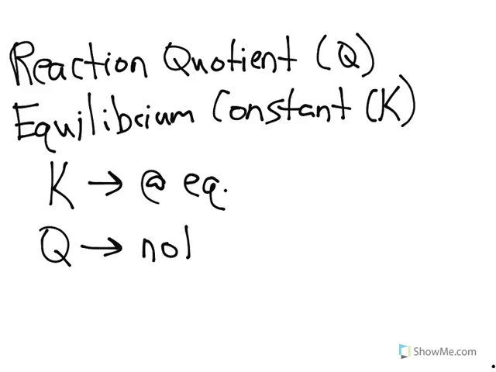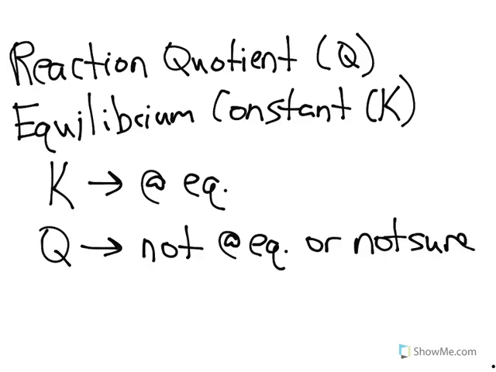So we'll use Q when we're not at equilibrium or not sure. And again, these are both just numbers that we're going to mathematically derive in a moment, but let's just get this out of the way right now. K is at equilibrium, Q is not at equilibrium, or you're just not sure. So let's talk about where these come from. Let me just switch slides here.